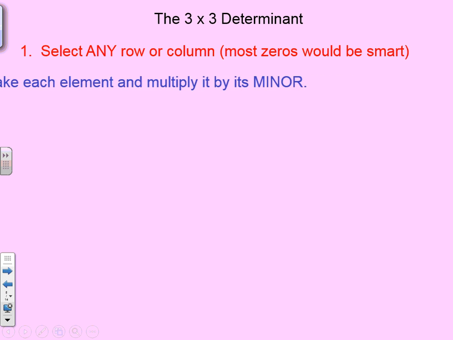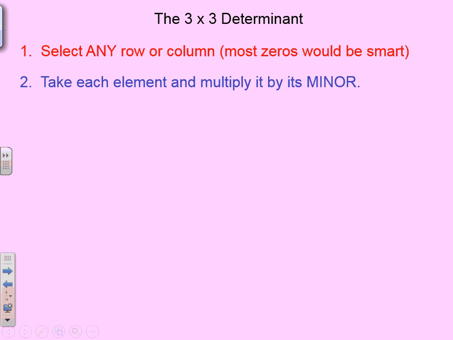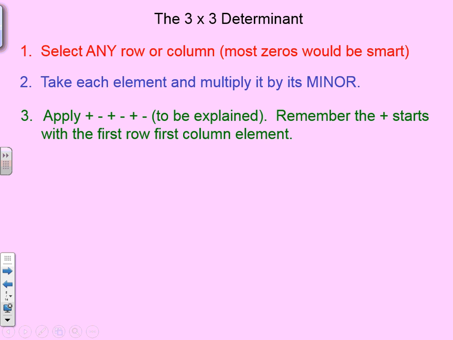Now, when I have a 3 by 3 matrix, I can find the determinant using any row or any column. It doesn't make any difference whatsoever. So what I would do is take whatever numbers are in that row or column and multiply each number by its particular minor. And when we're done, we wind up with the determinant.